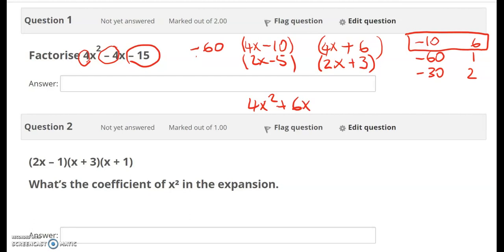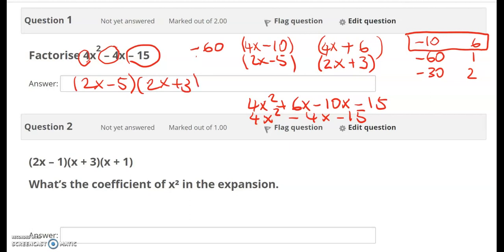Minus 5 times 2x is going to be minus 10x. And minus 5 times 3 is going to be minus 15. We could simplify this further, so we get 4x squared minus 4x minus 15. So this is the right answer: 2x minus 5, 2x plus 3.